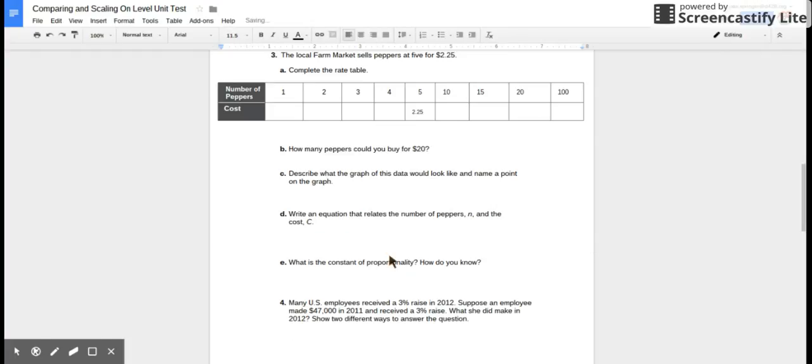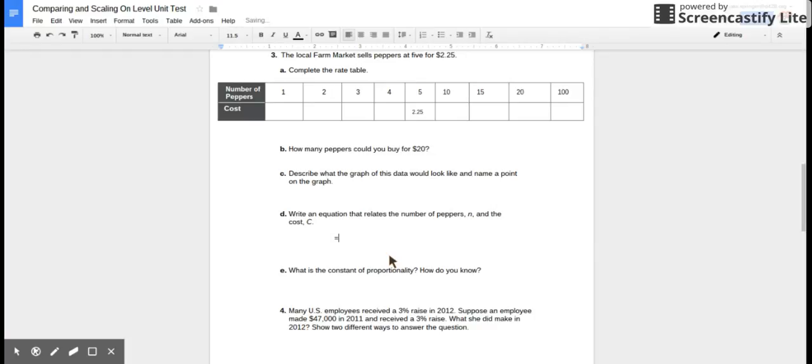Now, in an equation, you have one equal sign, and you have your variables on opposite sides. But what this means right now, C equals N, is that cost is equal to number of peppers. But this isn't correct. This is not the correct equation for this table. Because as you know, when you fill out the rate table, 1 pepper is not equal to 1 cent when you fill this portion in. You're not going to have 1 cent here.